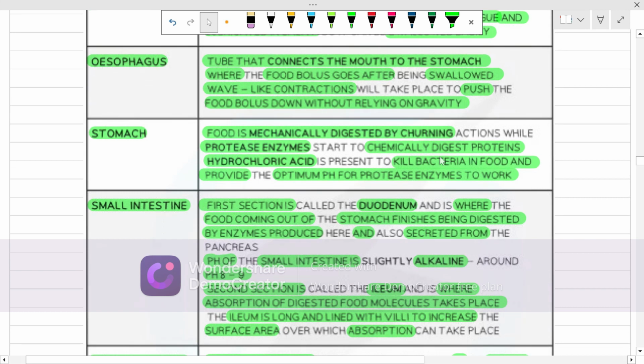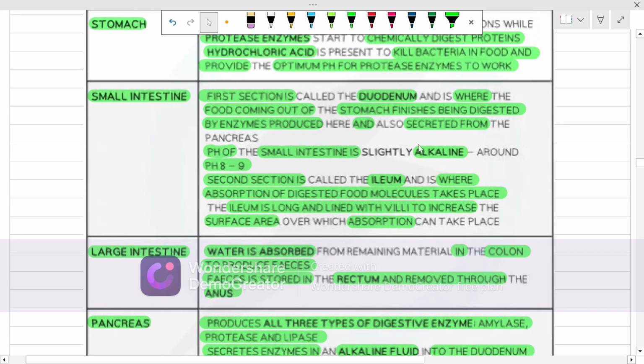After the stomach digests the food by mechanical and chemical digestion, the food is moved into the small intestine. The first section of the small intestine is the duodenum, where the food coming out of the stomach finishes being digested by enzymes, and it is secreted into the second section, which is the ileum. During the whole process, the pH is alkaline in the small intestine, ranging from pH 8 to 9, high pH. And in the ileum, absorption of the digested food molecules takes place. The ileum is very long and lined with finger-like structures known as villi to increase the surface area and absorption.